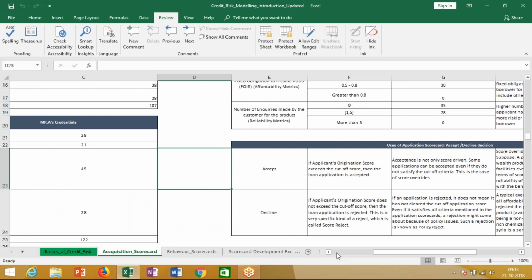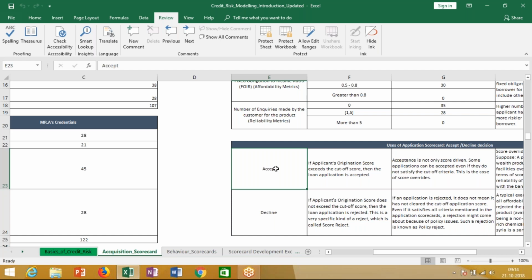One of the basic uses of application scorecards is the accept decline decision. When a borrower comes up to the bank, we use the application scorecard and the cutoff application score to decide whether the borrower should be given the loan or not. So what are the different outcomes? The first outcome is accept, where I'm accepting the borrower based on his score. If his score is over the cutoff score, then the application is an accepted application. This kind of acceptance is also known as a score accept, where your observed score is above the cutoff score and hence you are given the loan.